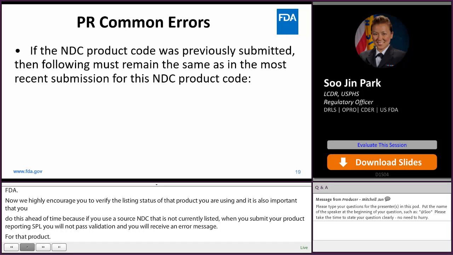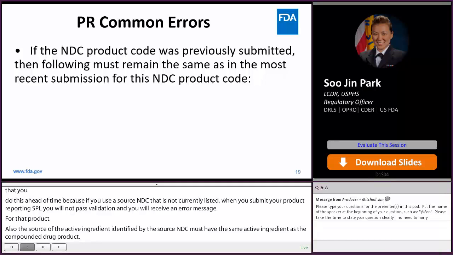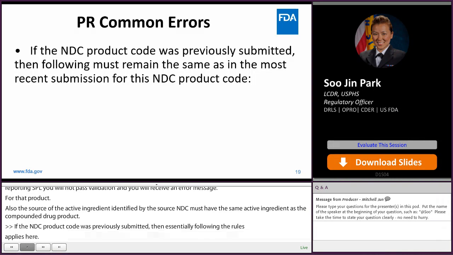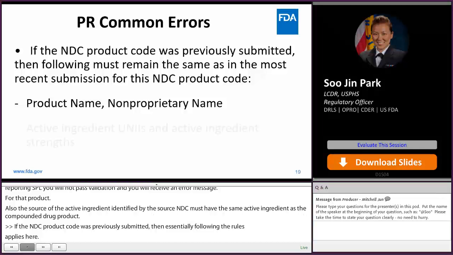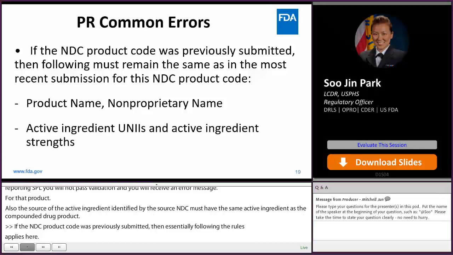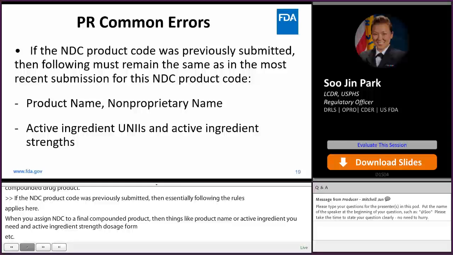Now, if the NDC product code was previously submitted, then essentially all the rules pertaining to NDC assignment apply here. So once you assign an NDC to a final compounded product, then things like product name or active ingredient unit and active ingredient strength, dosage form, etc., must remain the same as in the most recent submission for that particular NDC product code.